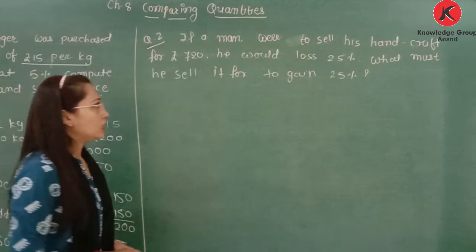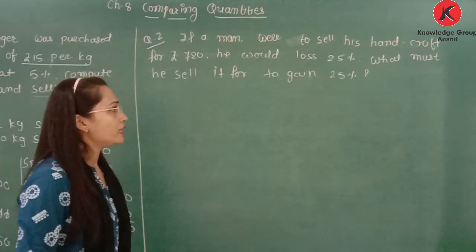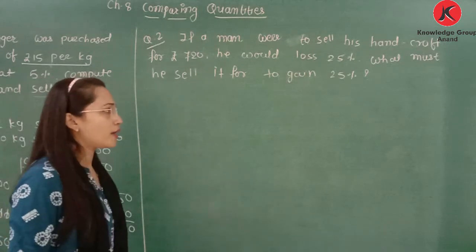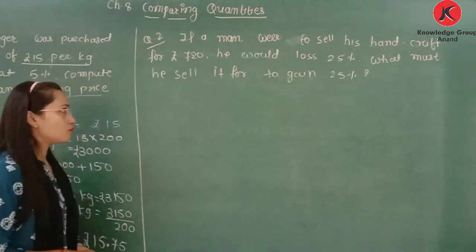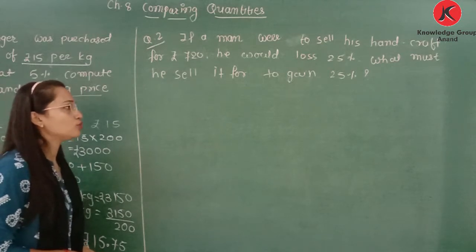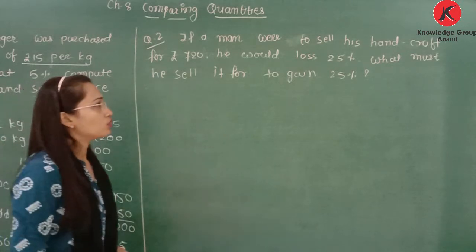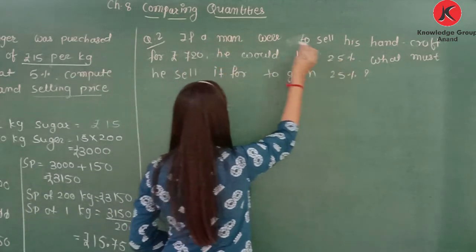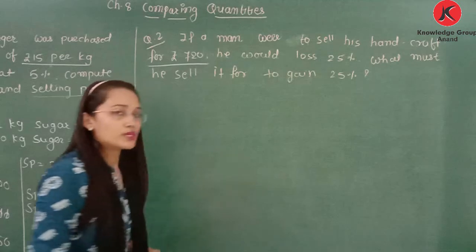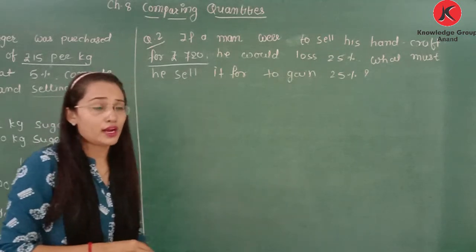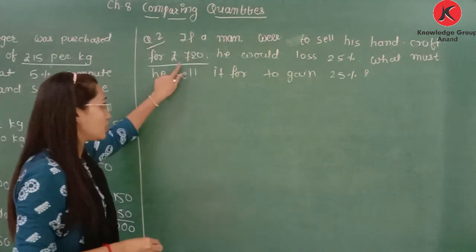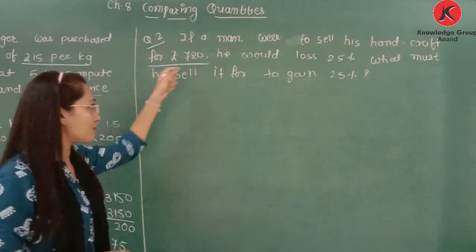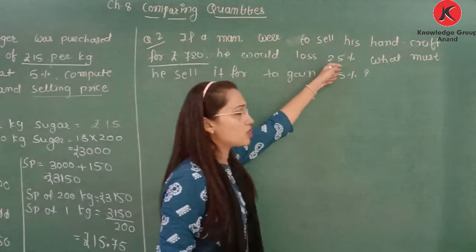Now next one. If a man were to sell his handcraft for ₹720, he would lose 25%. What must he sell it for to gain 25%? So what is the equation? A man was to sell his handcraft for 720 rupees. He sold his handcraft for 720 rupees. This 720 is what? Selling price. And after selling this item for 720 rupees, he got a loss of 25%.